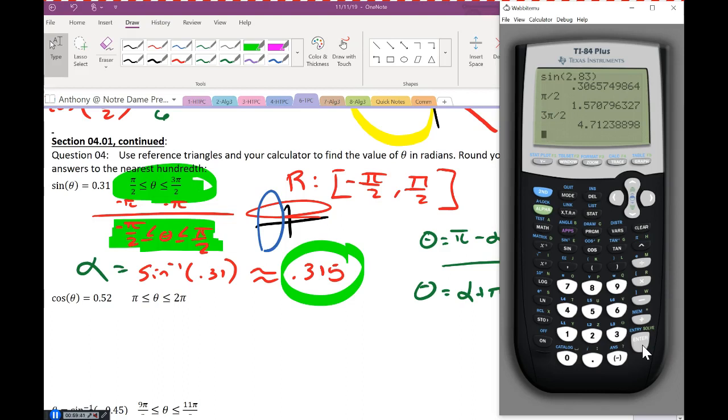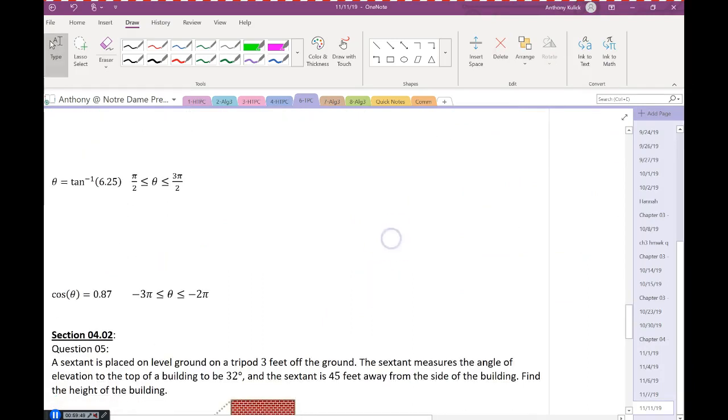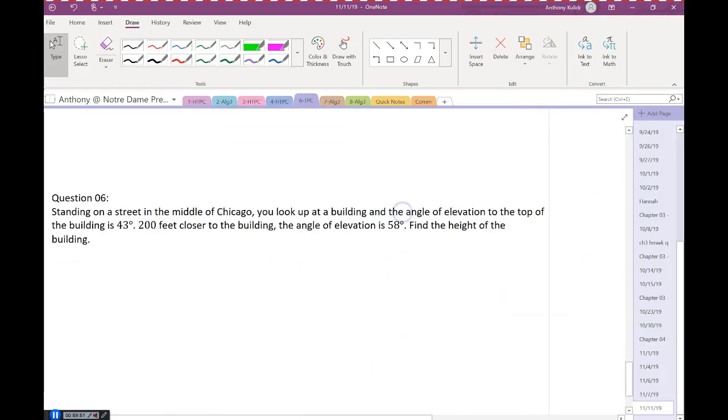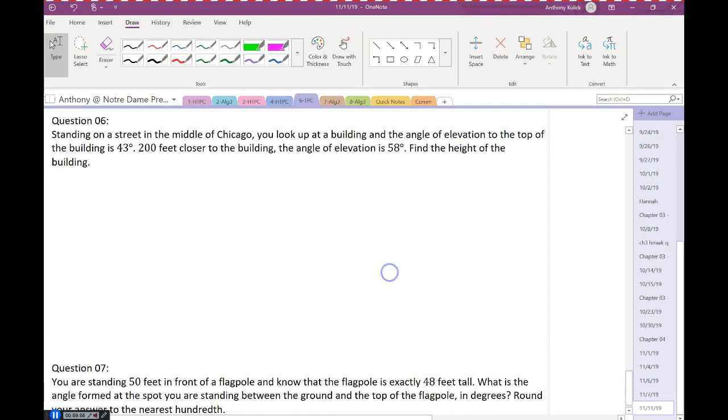What do you want to look at next? Okay, which one? Okay.